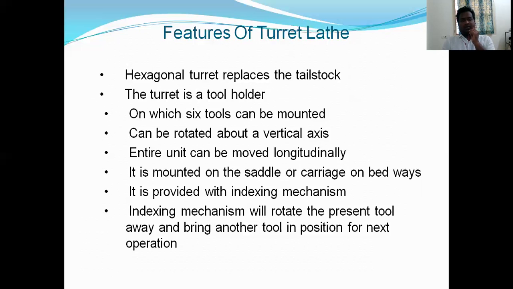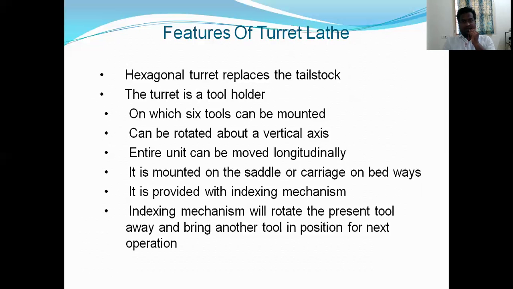I have already told you that six tools can be mounted on the hexagonal turret, and it can be rotated about a vertical axis. Why can it be rotated about a vertical axis? If a particular tool has to do the needed operation, that cutting tool should be engaged to the workpiece. That's why it can be rotated about the vertical axis.